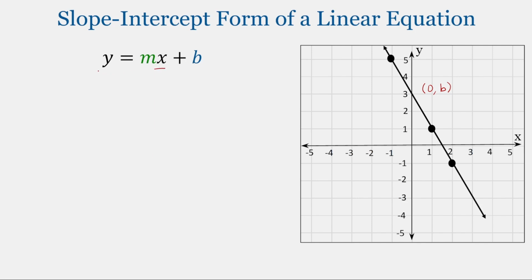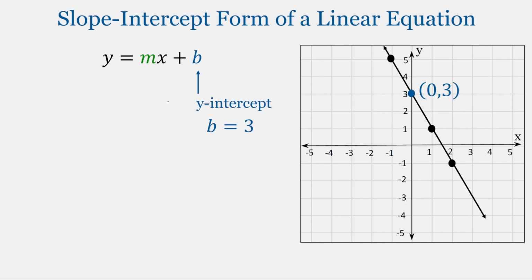Now the x and y variables represent any ordered pair, so any point that is on the line. What this means is if we know two things about a line, if we know its slope and if we know its y-intercept, we can write an equation for that line.